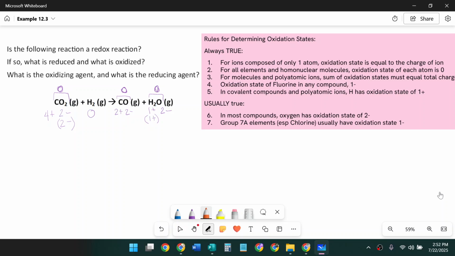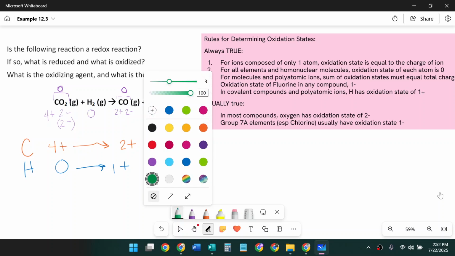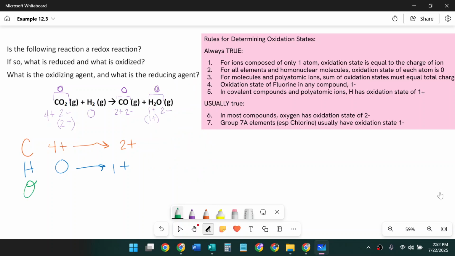All right, so let's compare. So carbon went from 4+ on the left to 2+ on the right, and then hydrogen went from 0 on the left to 1+ on the right. Let's pick a different color. And then oxygen, I'm going to put a little swirl on the O because it helps me tell it apart from a 0. Remember, we're only looking at this one, it was a 2- on the left, and in both places it's a 2- on the right. So oxygen didn't change, so we can just ignore that one.